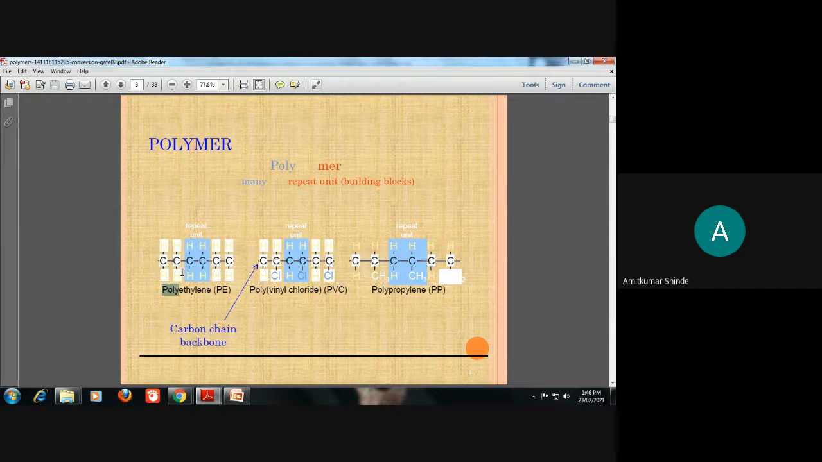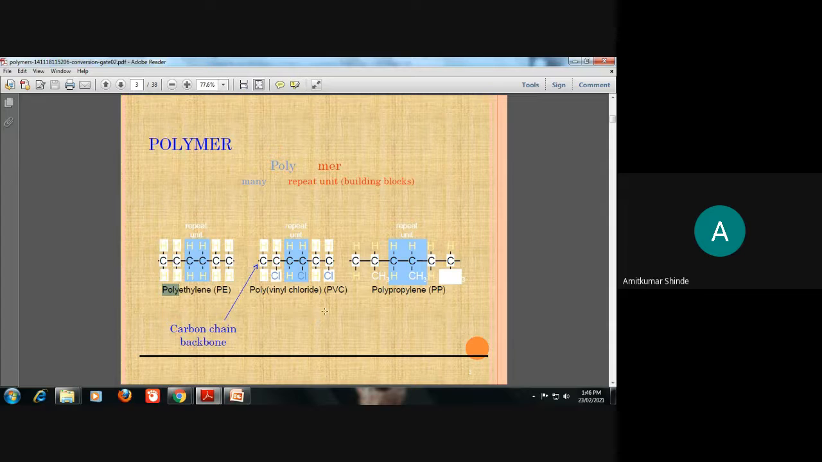You can see here C2H4 is the repeating unit, that is the ethylene, and this ethylene is termed as the monomer. And when a number of monomers join together or combine together, then they will form the polymer. That will be termed as the polymer. This is the example polyethylene.